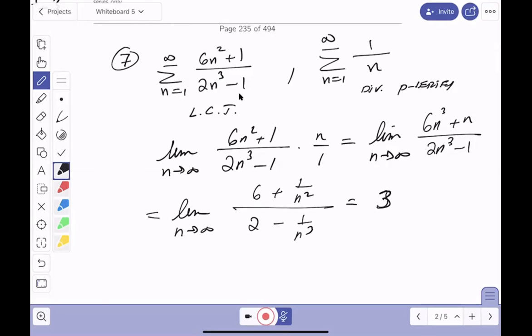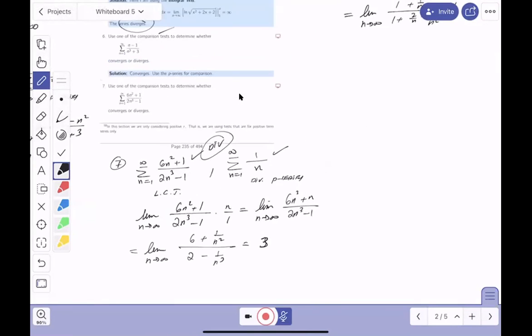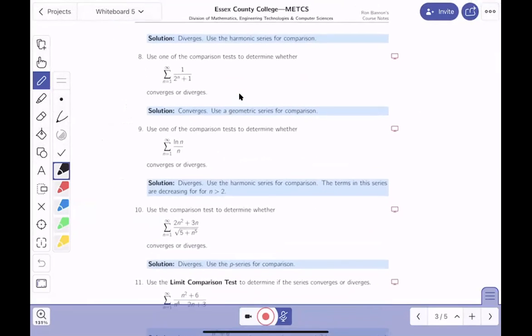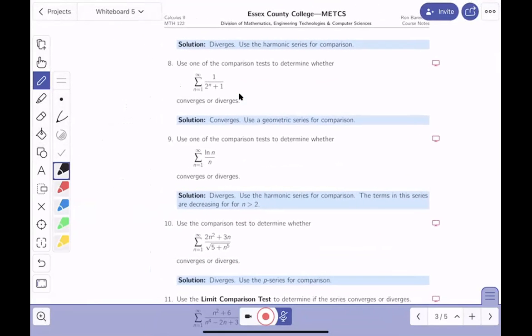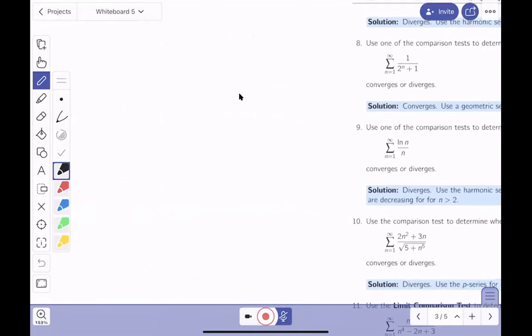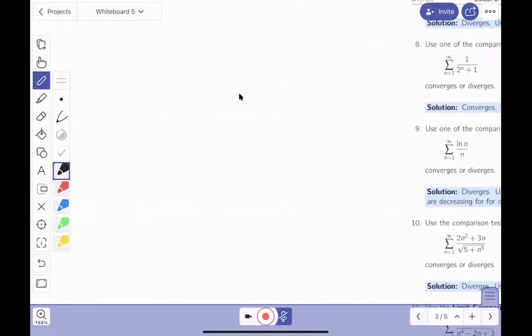Surely that's a finite number. What do I know about this over here? If this diverges, this one diverges. Okay. Let's take a look at that, and I'll go to the next page. It says diverges. They said to use a harmonic series. Harmonic series is a P series. Okay. So let's look at this one over here. And I'm going to use one of the comparison tests. And I'm going to say, I don't know.